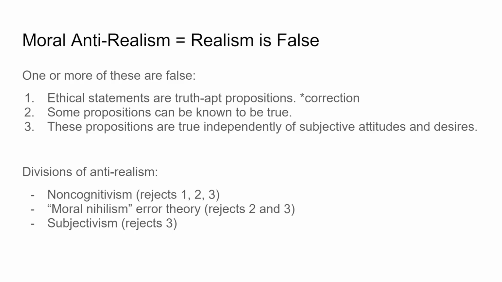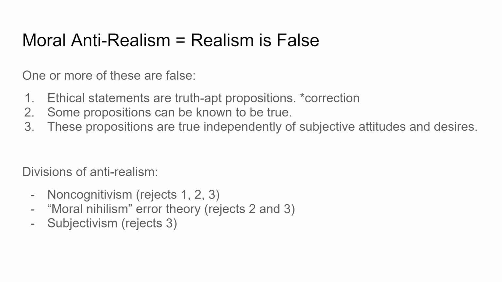And what that would mean is that one or more of the three-part theses that make up moral realism is false. So, just to remind you, the first thesis: ethical statements are truth-apt propositions. Now, I have a little correction to make. In the first video, I said ethical propositions are truth-apt. A proposition is definitionally a statement that is truth-apt. So, little correction to make there, but it doesn't matter much. Secondly, that some propositions can be known to be true. And finally, that these propositions are true independently of subjective attitudes and desires.